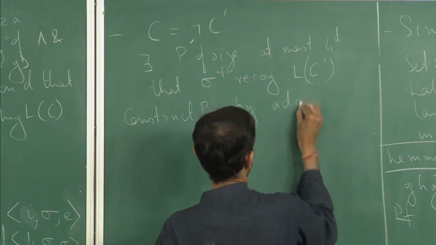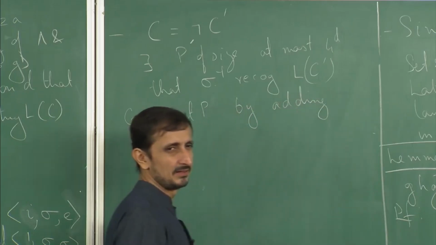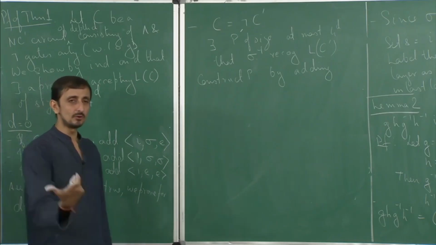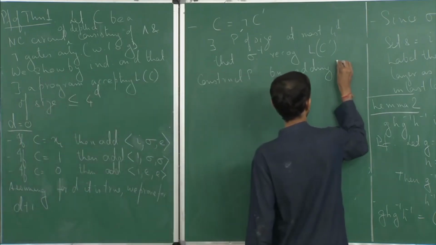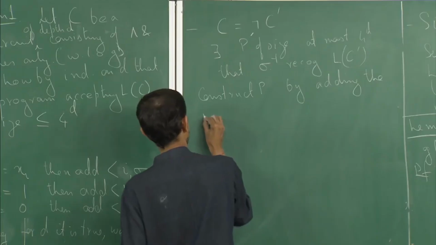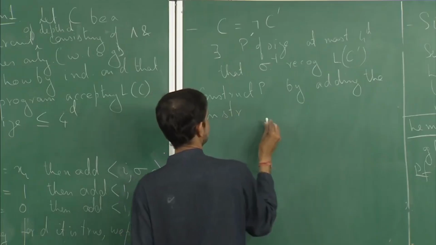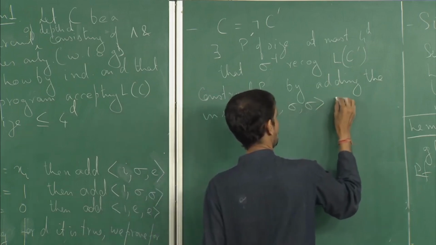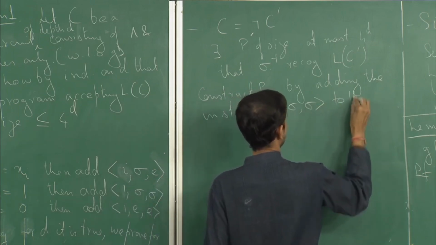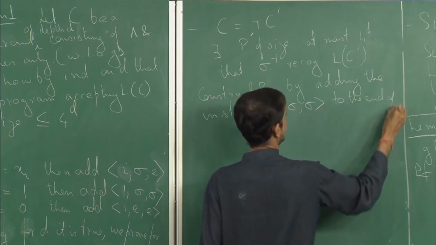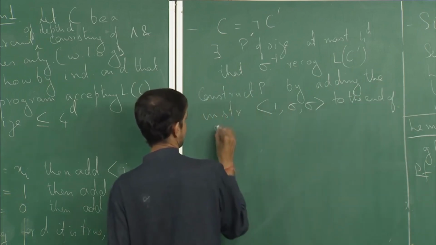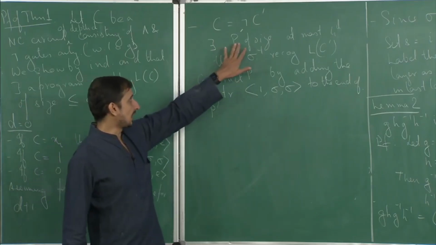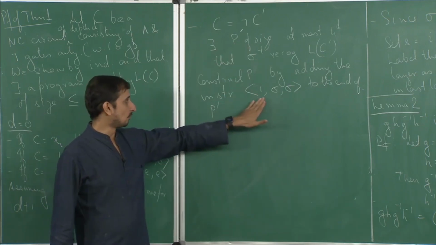By applying sigma in both ways. Basically I will add one more instruction, by adding the instruction 1 sigma sigma to the end of P prime. So, as you said, apply sigma in both cases. After P prime I add one more instruction 1 sigma sigma.